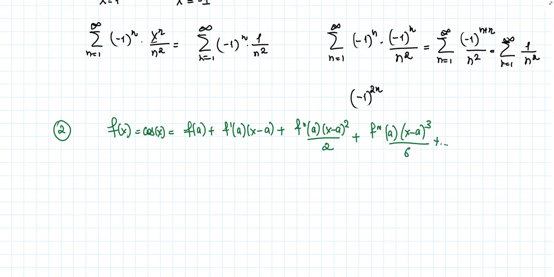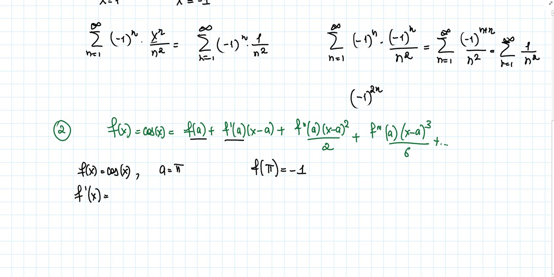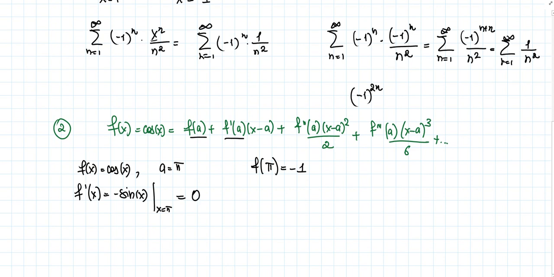Okay? So our function is cosine of x, and our a is equal to pi, right? So in order to evaluate the first coefficient of the series, we need to find f of pi, right? What is f of pi, which is cosine of pi? Minus 1, right? So in order to find this term, we need to take the derivative of this function. It is going to be minus sine of x. When x is equal to pi, it is going to be equal to 0, right? Sine is 0 for every pi, okay? So this term is equal to 0. This is equal to minus 1.